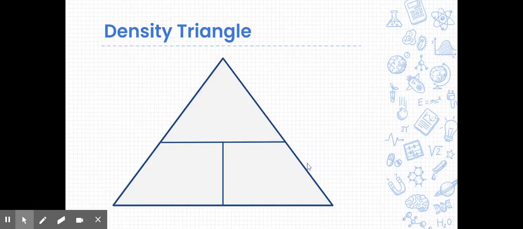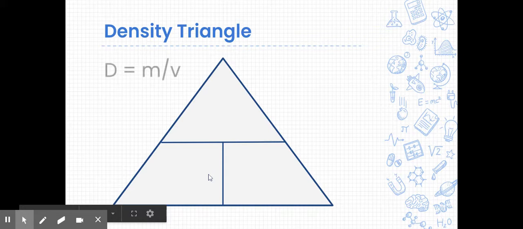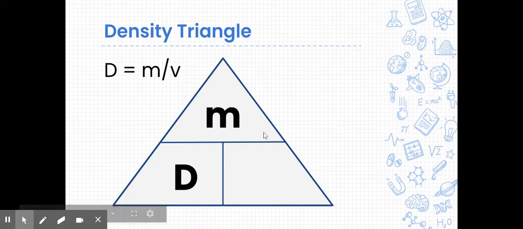A couple of years ago, I came across this. This is a density triangle. It's a really easy way to help you visualize what formula you need to use. So it's density equals mass divided by volume. The density starts here. We work our way around. Mass, volume.